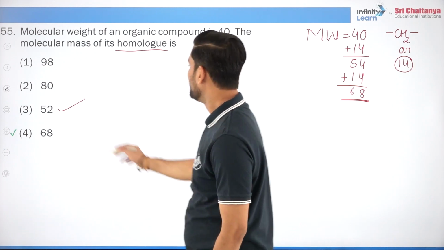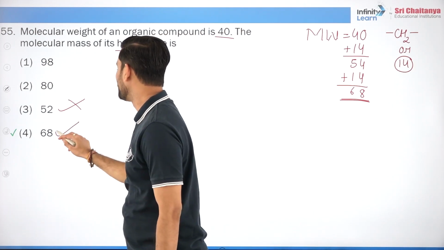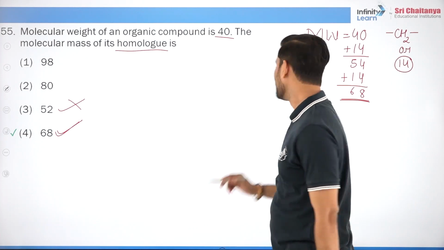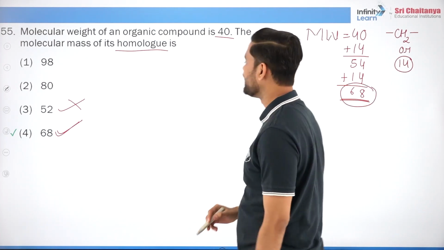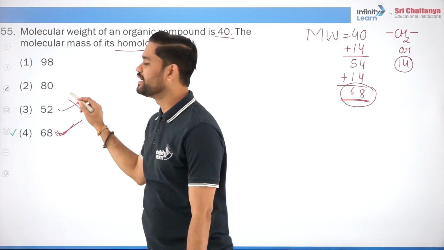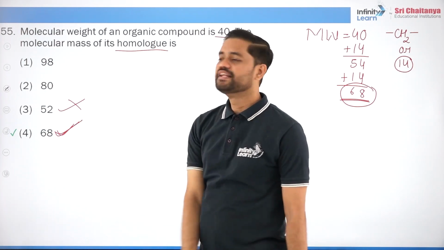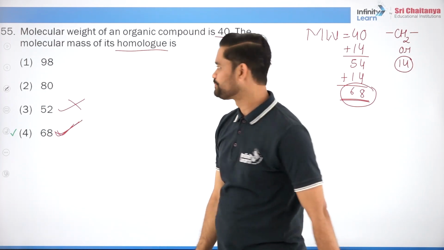Sorry, I am extremely sorry. It is option number 4, 68. Option number 4. Here I have written 68 over here, but I have marked the wrong option. The option is 68. That is option number 4.